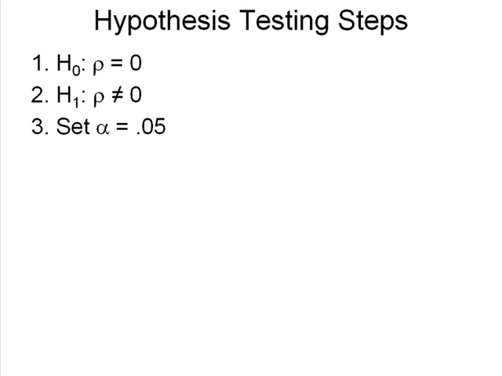In step 3, all we do is set our alpha, and we'll use the conventional 0.05. So we'll say alpha equals 0.05. This is almost always what it's set at. Sometimes they'll use 0.01, and in very rare cases 0.001, sometimes 0.1, but almost always 0.05. So we're going to go with 0.05.